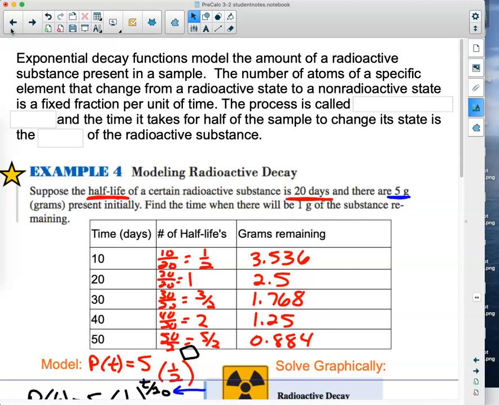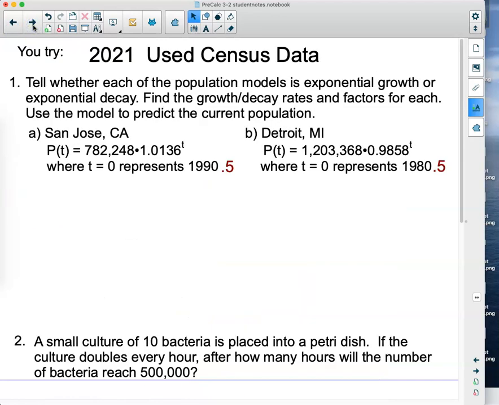Well, what's up with the blank page? Alrighty, so you'll notice here, because this changes, these problems that involve time are going to change every year as the year passes, that I wrote 2021, and let's assume that they used census data on these problems because these are about population. So tell whether each of the population models is exponential growth or exponential decay. Find the growth and decay rates and factors for each. Use the model to predict the current population.